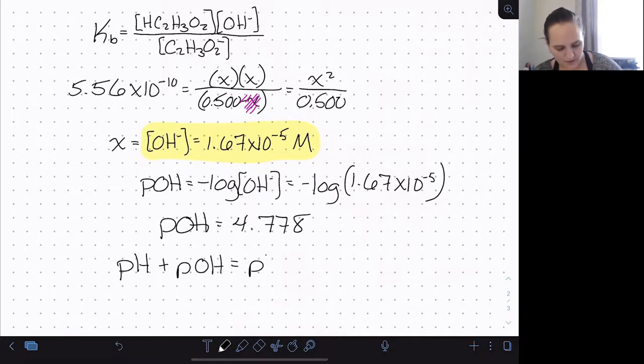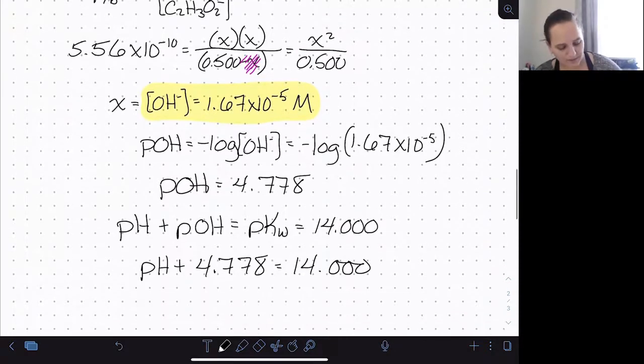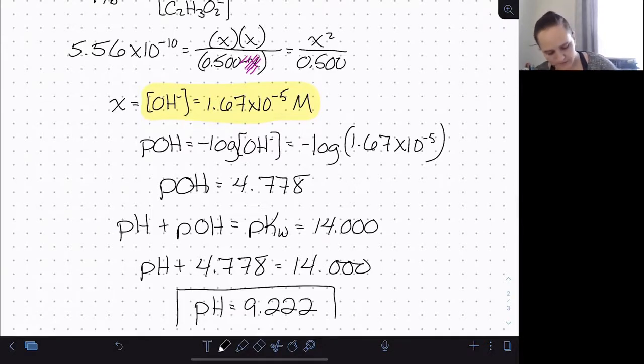And then our one extra step is to convert that to pH using our relationship that pH plus pOH is equal to pKw. We are still at 25 degrees Celsius, so pKw is 14. So the pH plus the pOH, which was found to be 4.778, must be equal to 14. So our pH is 9.222.